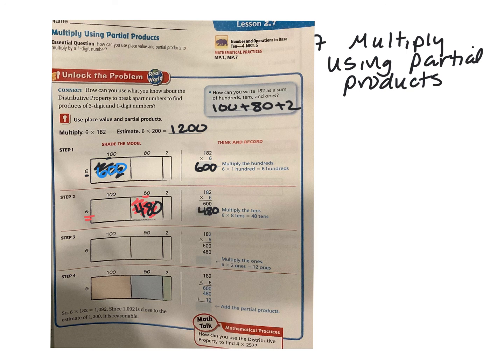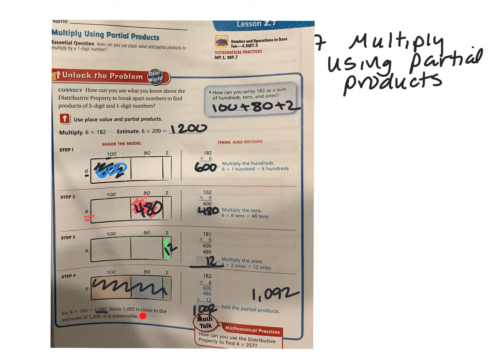Then I will look at this part right here. This is 6 times 2. 6 times 2 in the ones place, and 6 times 2 is 12. And then I will add those all together. So 0 plus 0 plus 2 is 2, 8 plus 1 is 9, 6 plus 4 is 10. My answer comes out to 1,092. So 6 times 182 equals 1,092.